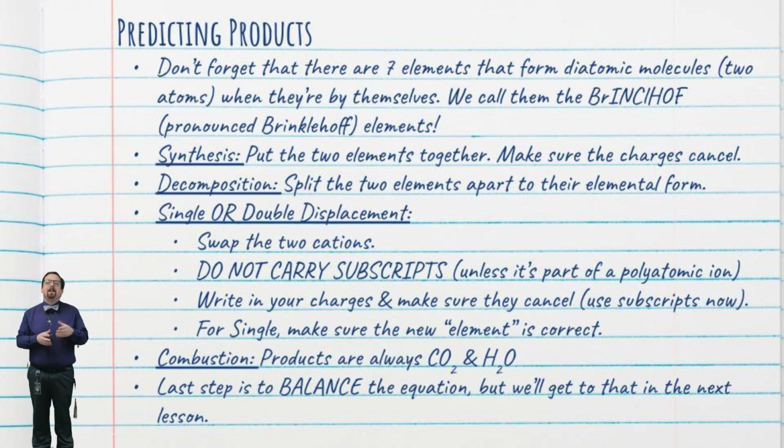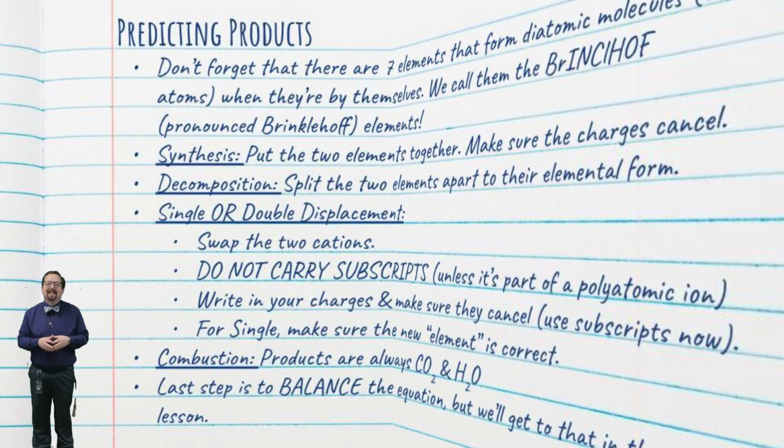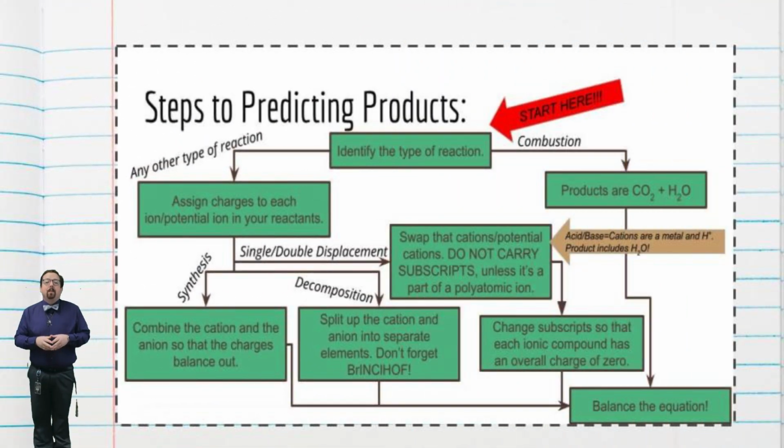Lastly, for the examples I'll give you for combustion, the products will always be CO2 and H2O. The very last step to predicting products will be balancing equations, but we'll get to that in the next lesson. Here's a handy flowchart, which you also have to glue into your notebook to help you figure out what the products of a reaction will be.